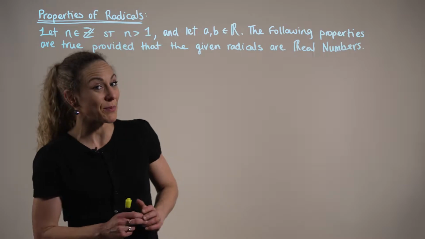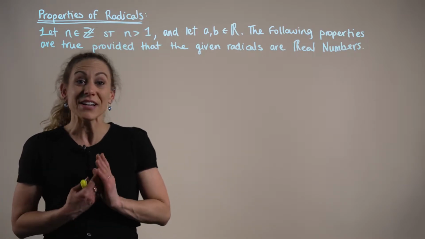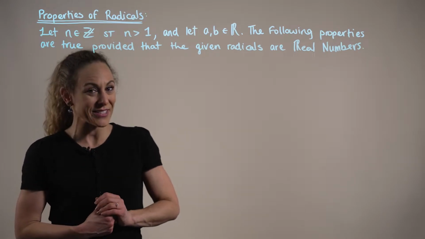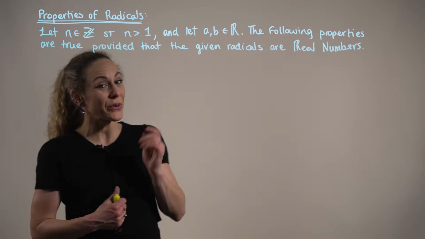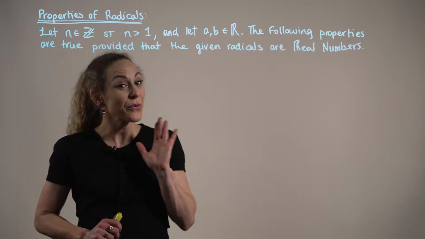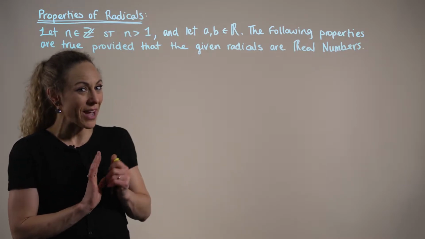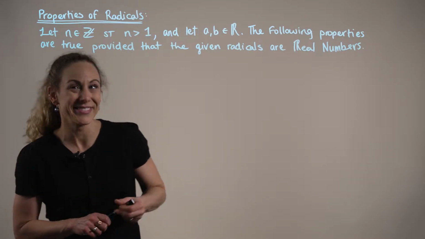So for all of these properties, we want to begin by letting n be an element of the integers such that n is strictly greater than 0. And then we also want to go ahead and let a and b be real numbers. Now, the following properties are going to hold true, provided that the numbers within the radicals are real numbers.